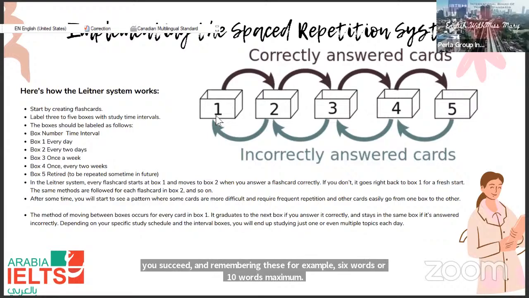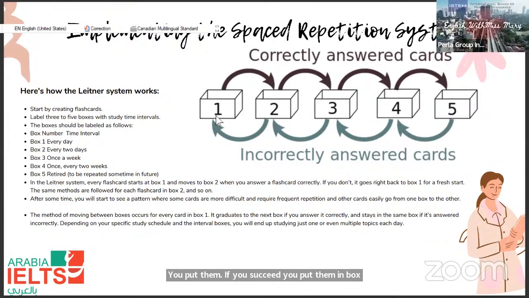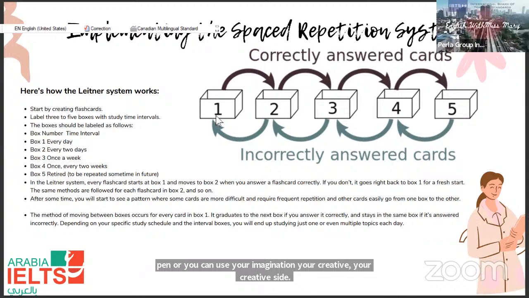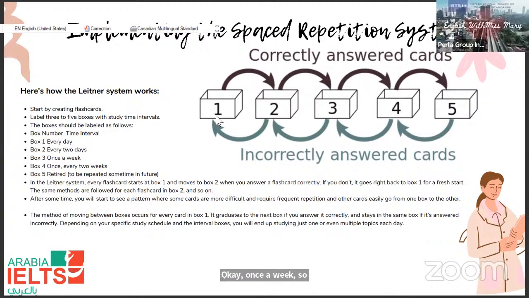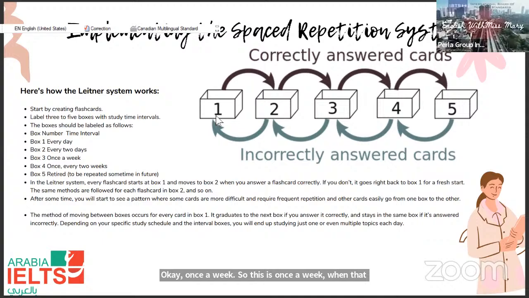you put them in box 3. The application Anki will do that by itself, but you can do the same system with paper and pen, or you can use your imagination, your creative side. Box 3 is once a week. When the list of vocabulary is once a week, the next time you will retrieve that information will be after a week.